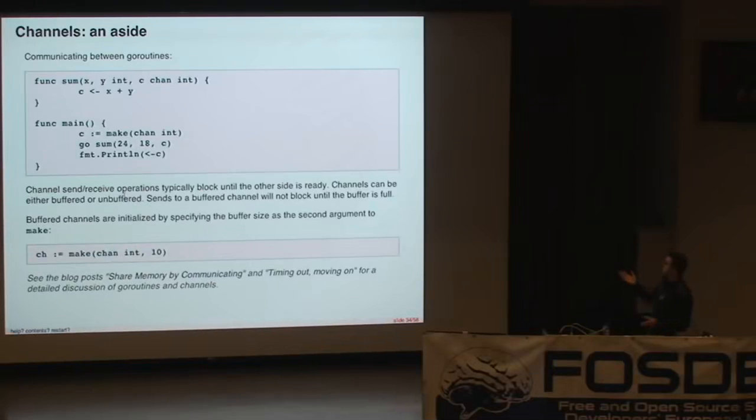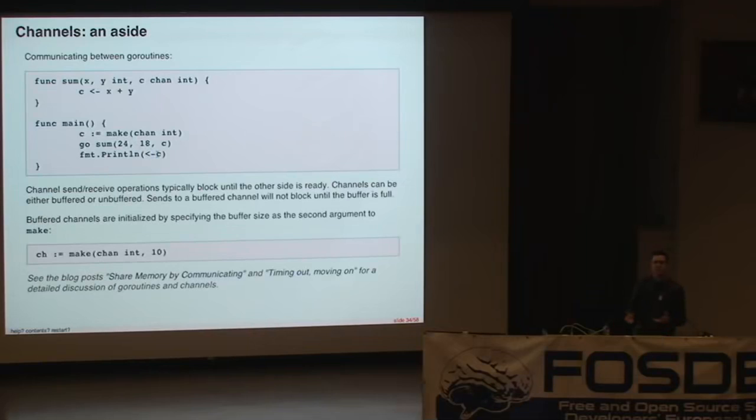Here's an example of communication between goroutines. Here we have some function main. We create a channel of integers. And then we launch a goroutine calling sum. We pass it some arguments followed by the channel c. And then in the body of sum, we add x and y and send that value down c. And then back in our main function, we receive the value from c and print it.